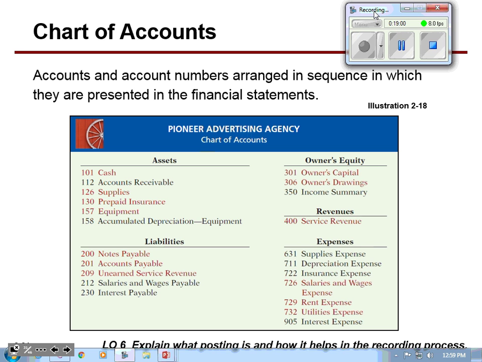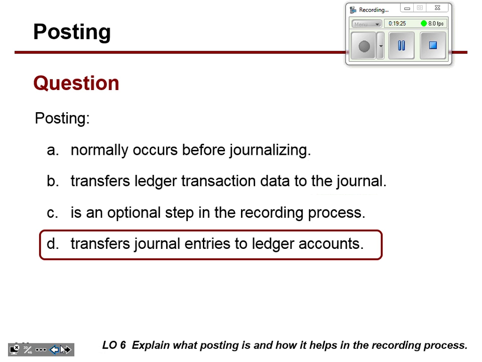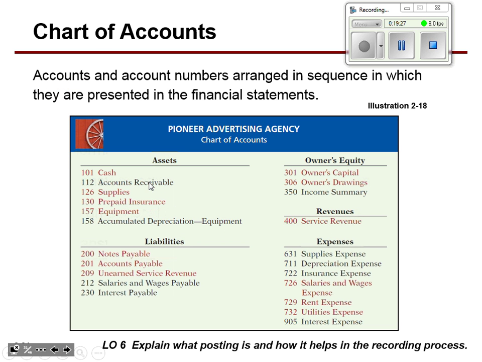What are account numbers? There's just a number attached to the account. Account numbers are arranged in a sequence in which they're presented on the financial statements. For the first time, you're seeing a number attached to every account we've learned about. So for example, we've always learned about cash and AR and supplies. There's a few new ones in there. But we're also learning there's account numbers attached to all of them. 101, 112, 126, 130. There's numbers.